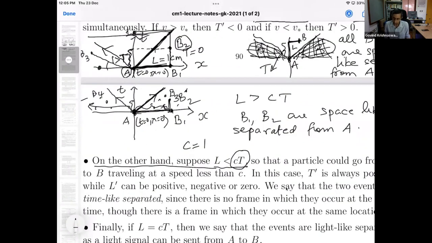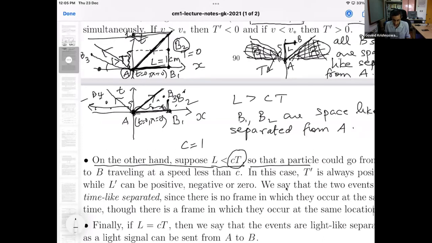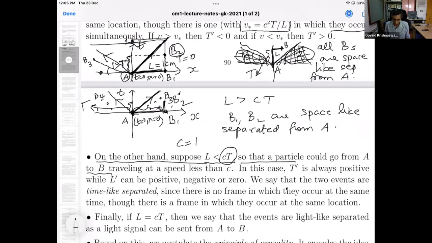Physically, what this means is that a particle could go from A to B, covering a distance L, going slowly, because if it goes at constant speed, it will have to go at a speed L upon T, which is guaranteed to be less than C. So a particle traveling at some speed less than the speed of light can go from A to B. So in this case, we will say that it is time-like separated, but to give the justification and to show what this means in another frame, let us look at what T prime is.